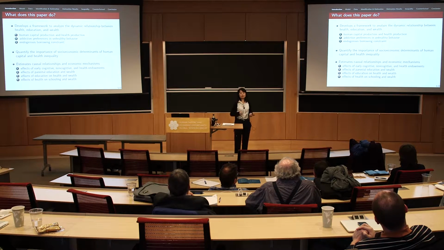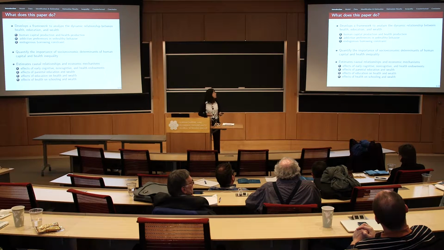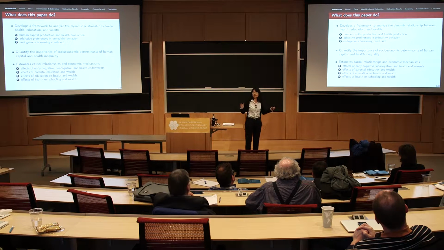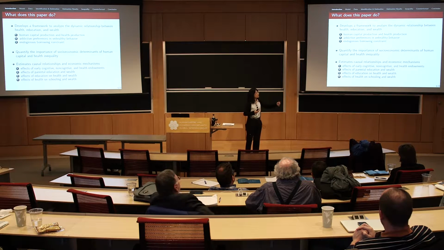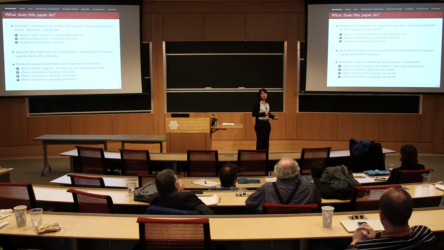And we have three features in this model. The first feature is that we have a human capital production function, as everyone else presented in this conference. And also we introduce a health production function, and health will be treated as a form of productive input to your human capital. And also we introduce addictive preference in unhealthy behavior.